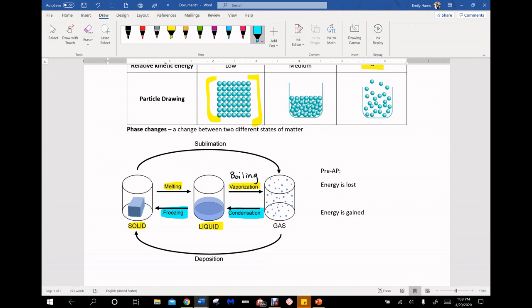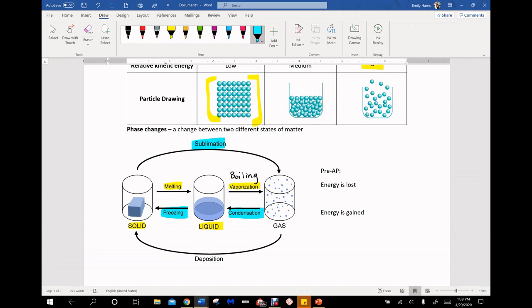Now the two on the outsides are probably a little more unknown to you. And so when you're going from a solid to a gas, that's called sublimation. That's a direct change where you just skip the liquid phase altogether and go directly to a gas. And so the way I remember that you're starting at a solid is because it's solid sublimation. So from a solid to a gas is sublimation.